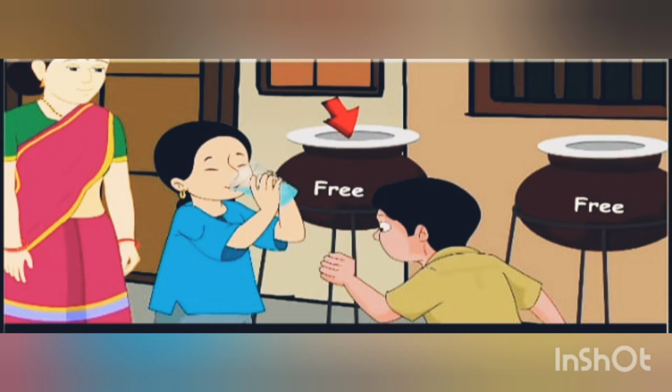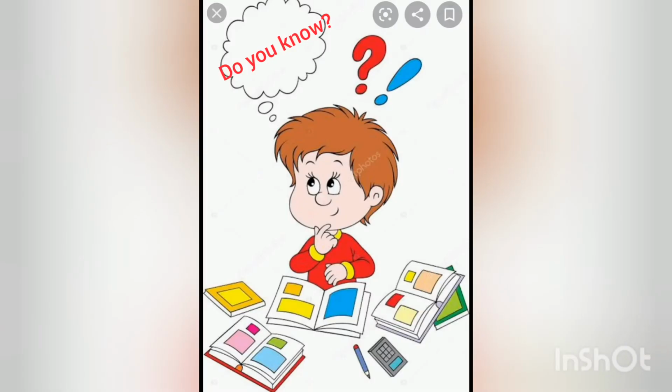Panpois are set up by individuals or institutions. Institutions means a group of people who come together for the benefit of people. For example, a bank is an institution, or our school is also an institution. Panpois are very useful, especially in summer.